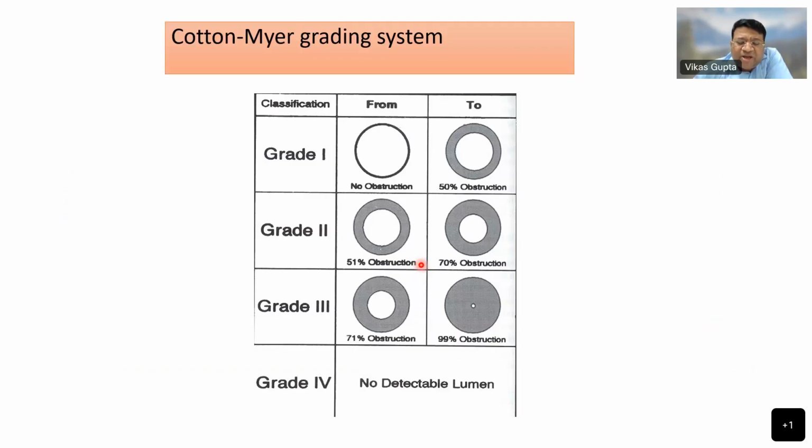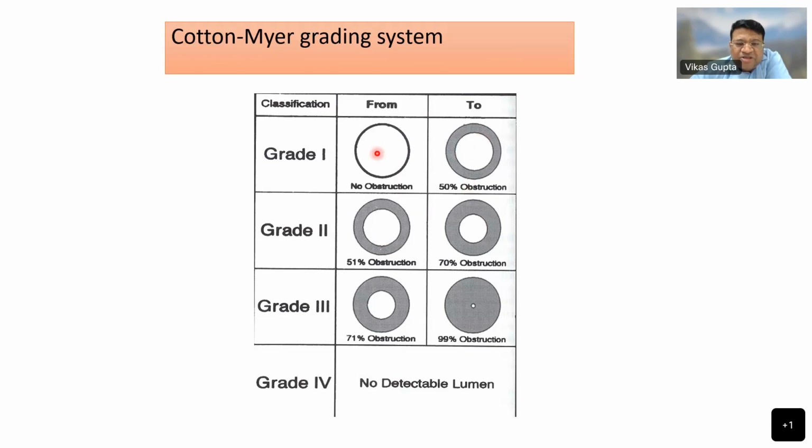So the Cotton-Meyer grading system is a simple grading system which only considers the grade of obstruction. If this is the tracheal lumen, it measures only the lumen. If this is the 100% lumen, then 0 to 50% obstruction is grade 1, and 51 to 70% obstruction is grade 2.